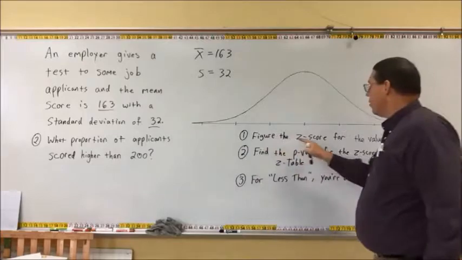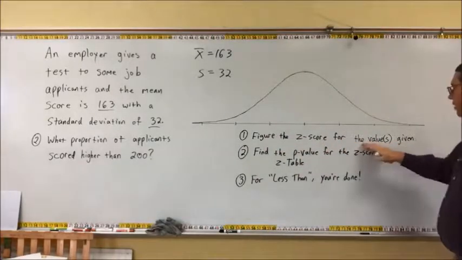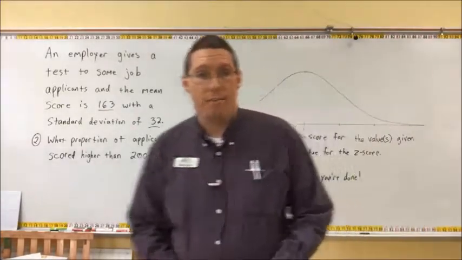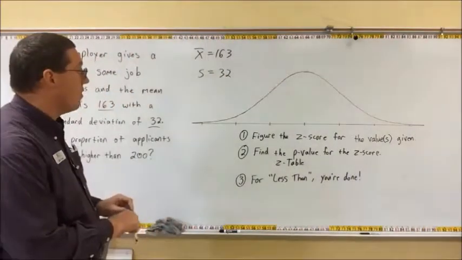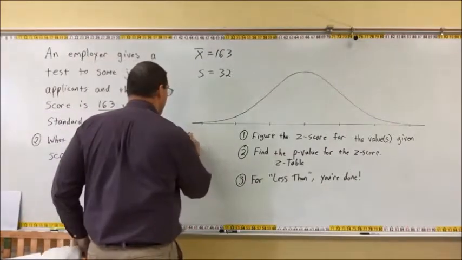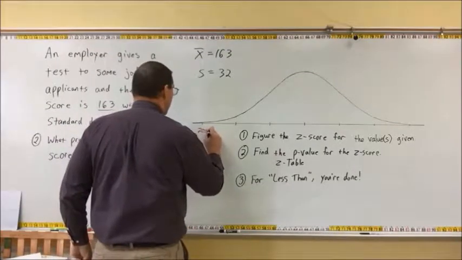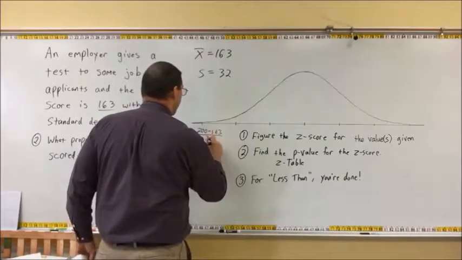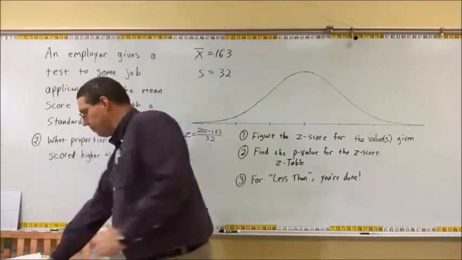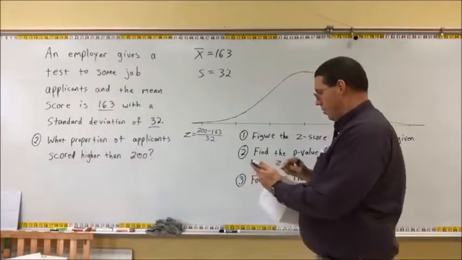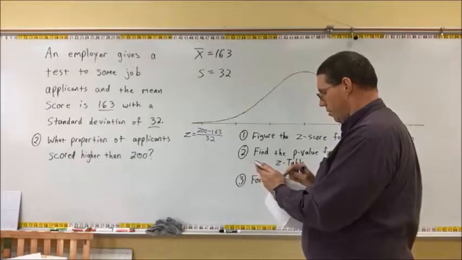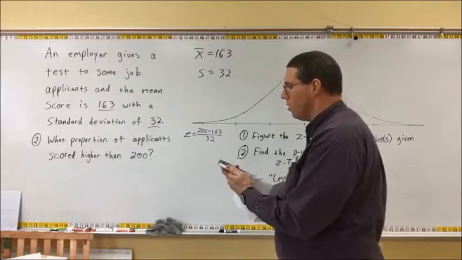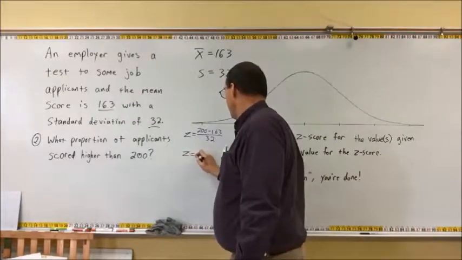The first thing says, figure the z-score for the values given. In this case, there's only one value given, and that value is 200. So we need to find the z-score for 200. So z equals 200 minus 163 divided by 32. So let's grab a calculator, and we'll do 200 minus 163 divided by 32 is positive 1.16. So the z-score is 1.16.